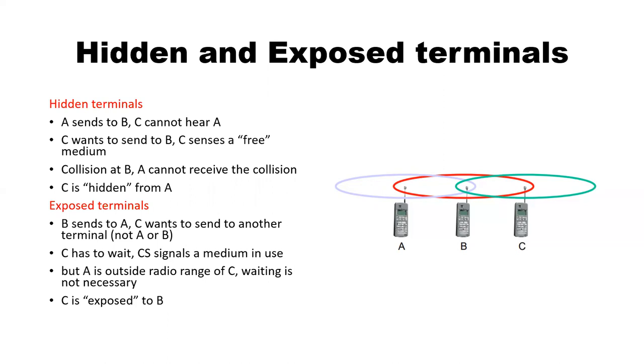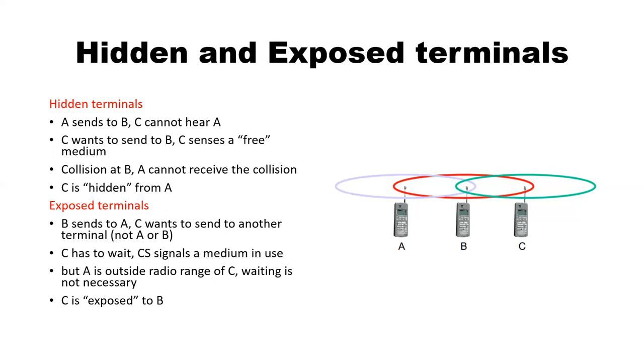For the hidden terminals, consider this diagram where 3 nodes are there and each node has a frequency range, where B intersects with both A's range and C's range. Now, for example, A wants to send data to B. When it senses the medium, it is free, and so it sends the data to B.